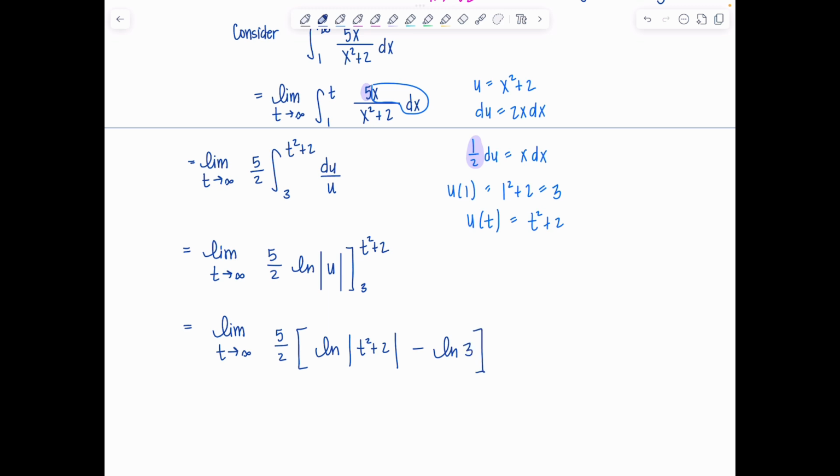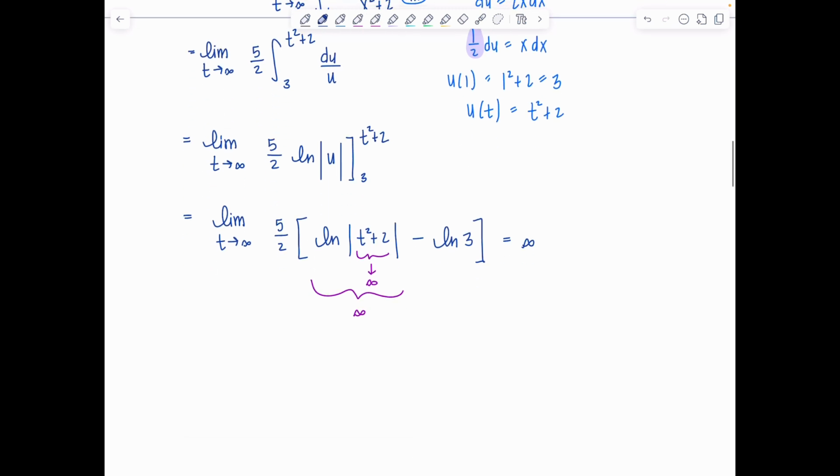All right, so here we go. As t approaches infinity, t squared plus 2 will approach infinity. And natural log of that quantity will also approach infinity. ln of 3 is just a constant. So all of this is going to infinity. And multiplying by 5/2 doesn't change that. It's still all going to go to infinity. So the final limit is positive infinity. So what does that tell me? This tells me that the integral, this improper integral, diverges.